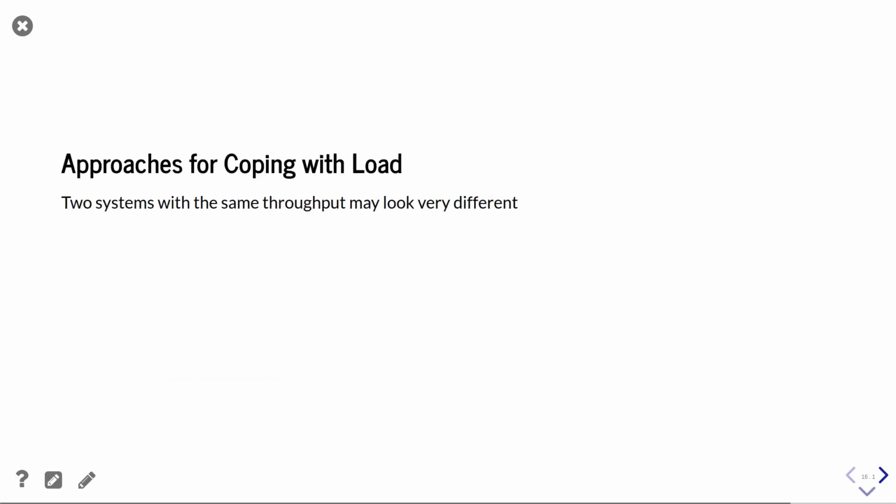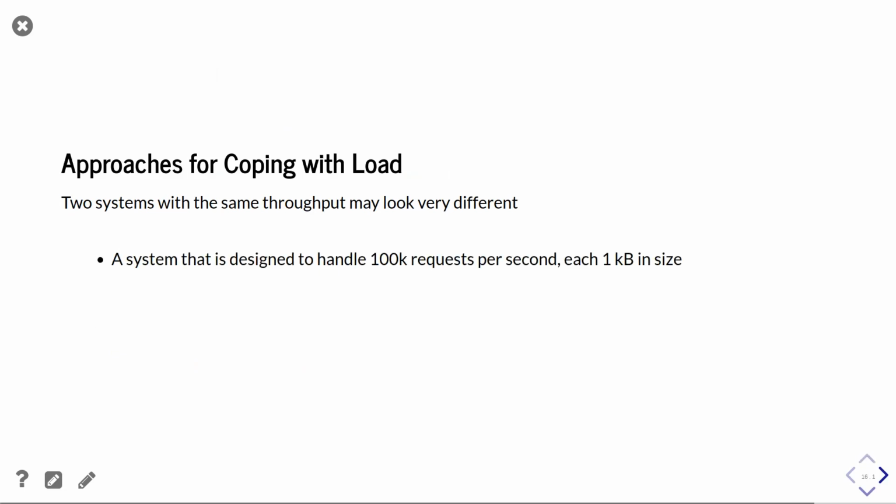So as I mentioned, no two systems are the same. Two systems with the same throughput may look very different. Consider a system that is designed to handle 100K requests per second, each 1 kilobyte in size. And another system which has the same throughput, but is designed to handle 3 requests per minute, each 2 GB in size. So throughput is the same, but you would require very different designs in each of these systems.